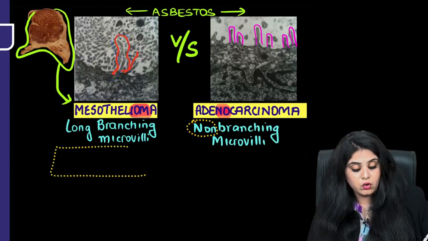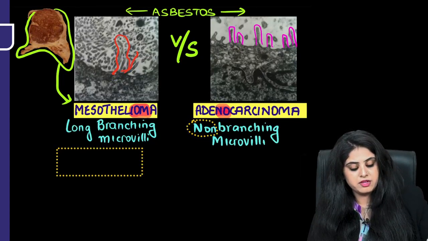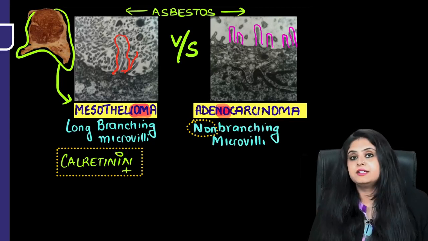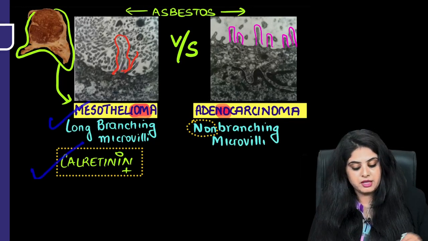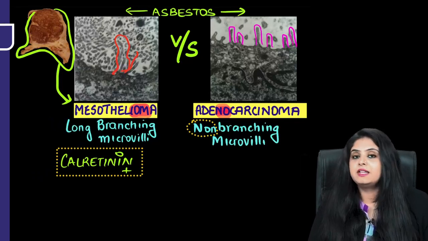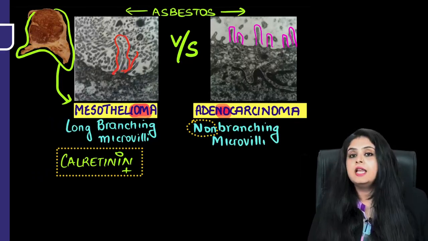A question which is not an image-based question but will be asked, what is the new marker that you have for mesothelioma? Remember, it is calretinin positive. Again, a question that is coming up nowadays a lot. And with that, we wrap up our discussion of the entire lung pathology.